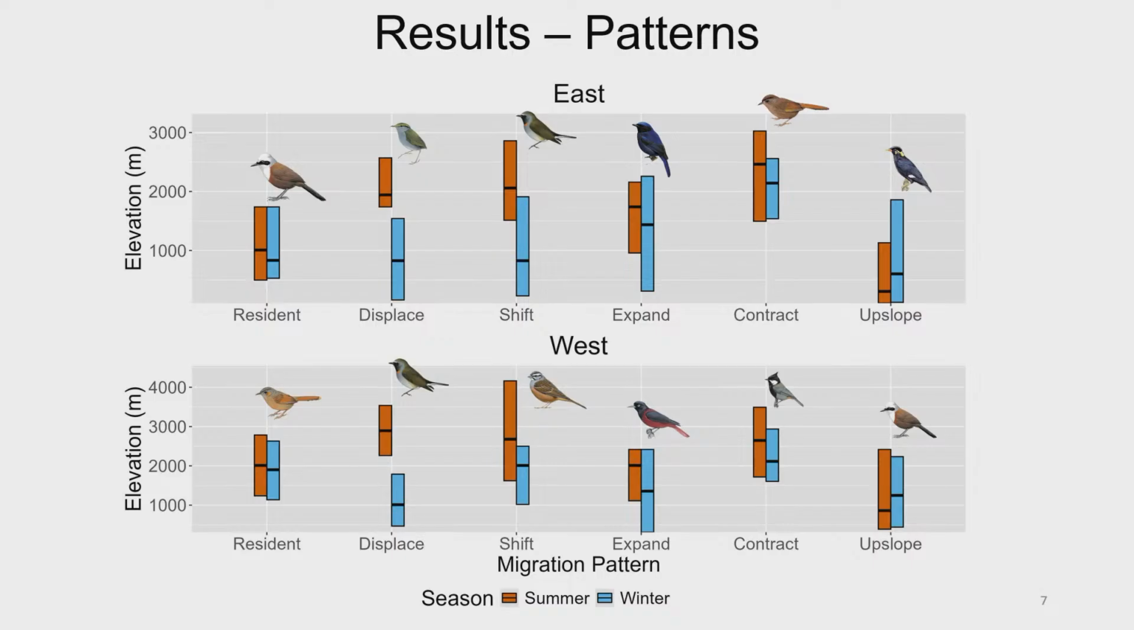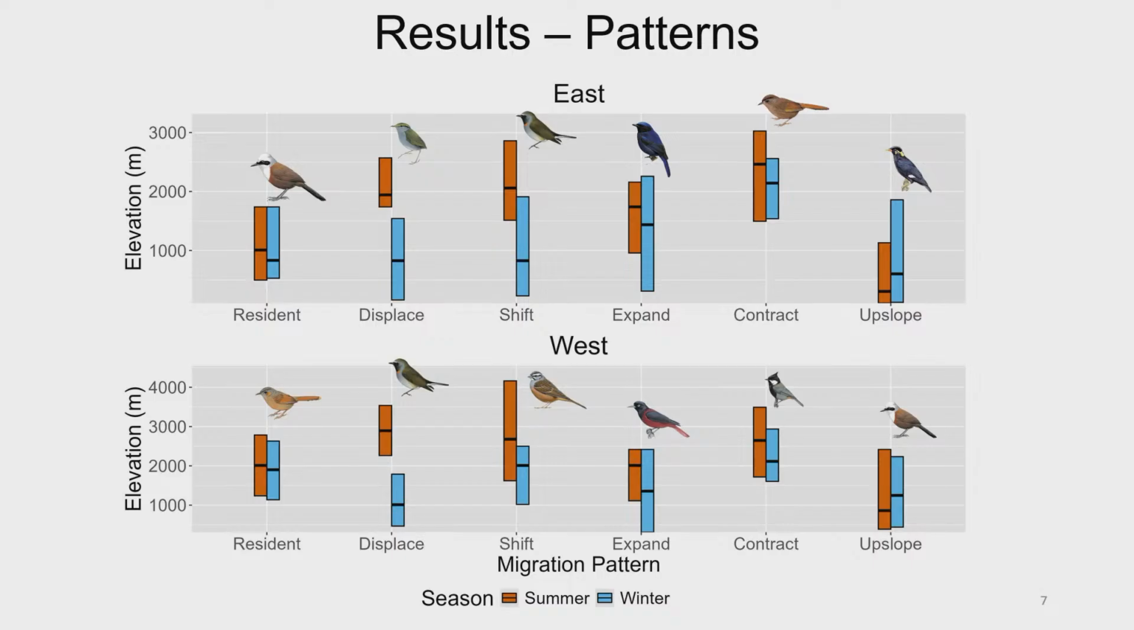Then we have something called displaced migration, where there's absolutely no overlap between a bird's summer range and a winter range. So what's happening here is that the entire population of birds that breed at higher elevations are moving down to lower elevations. So there's no overlap between their ranges in the summer and winter.